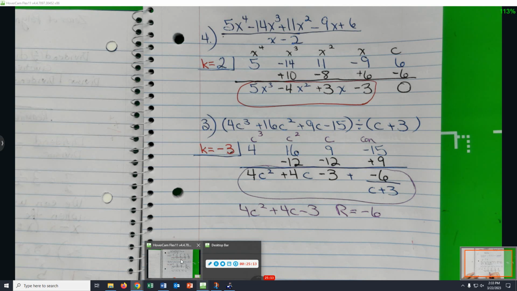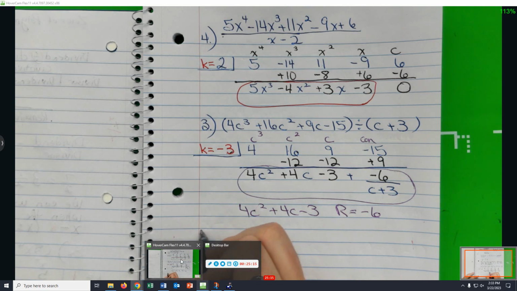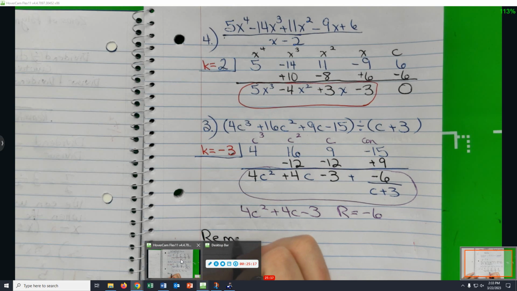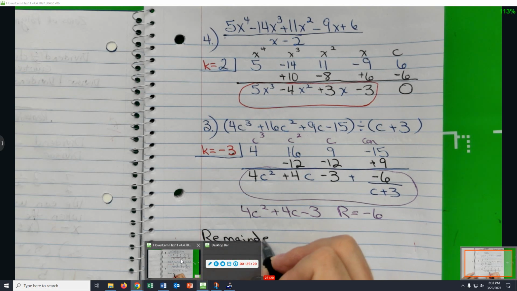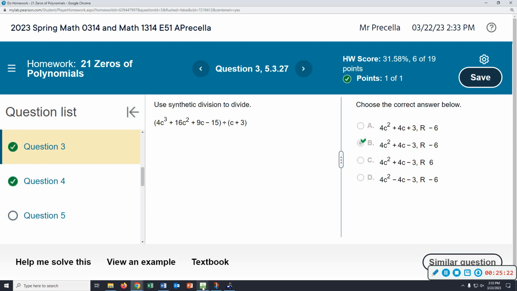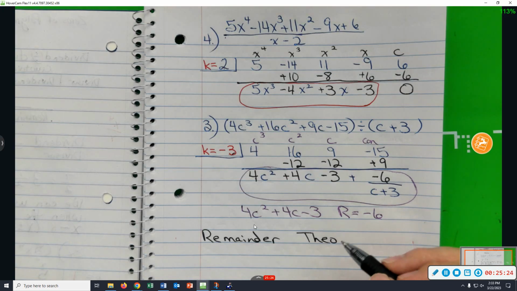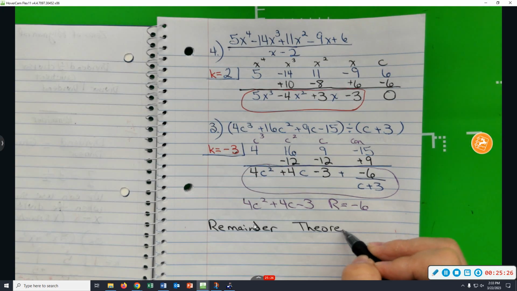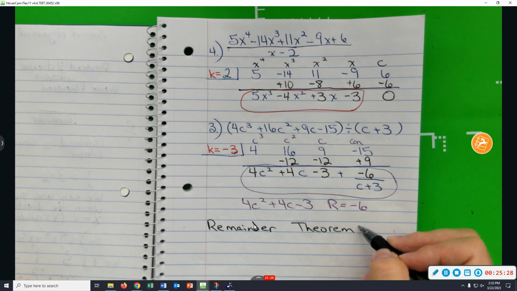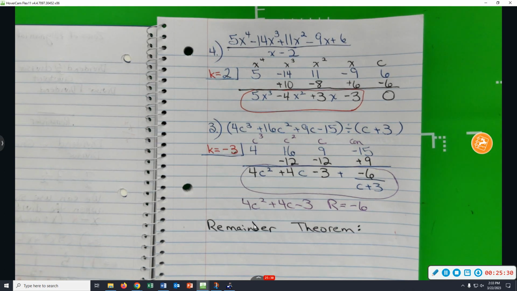There's something called the remainder theorem. And this remainder theorem was very important before modern computers. Oh, goodness. I thought I was misspelling theorem. It looked funny.